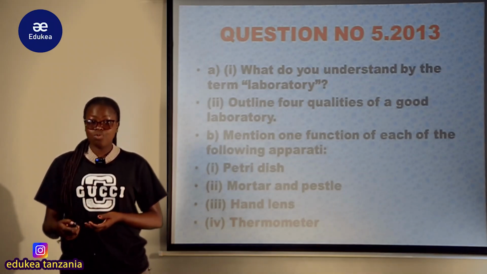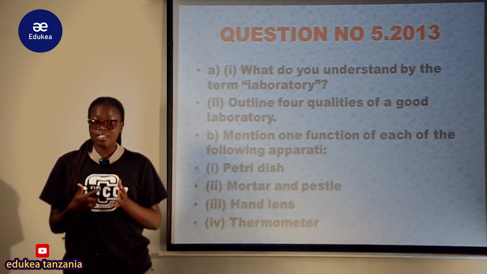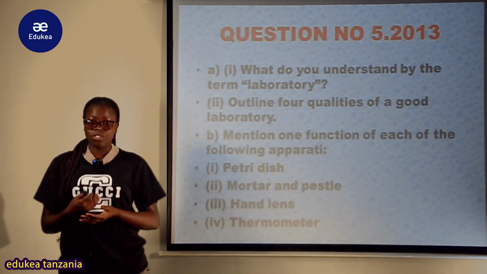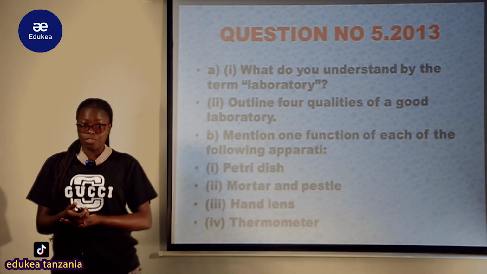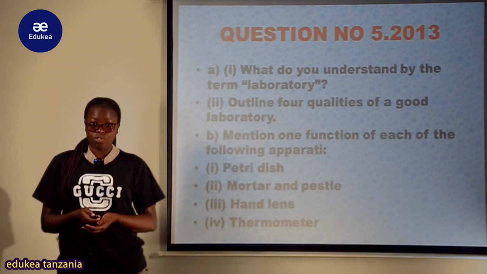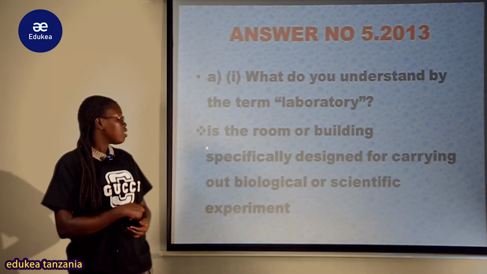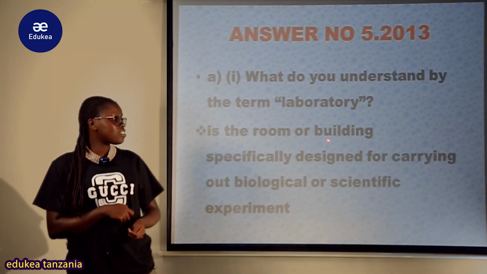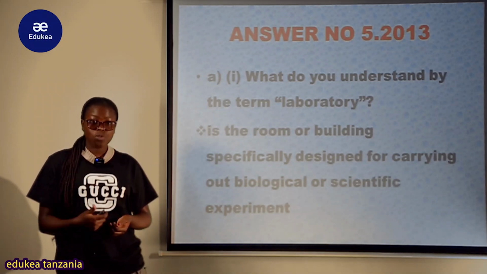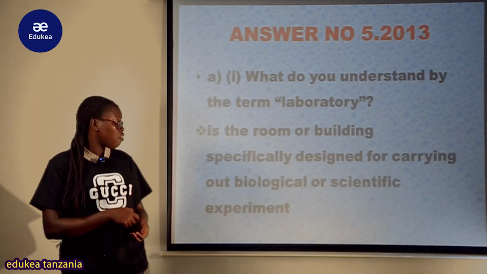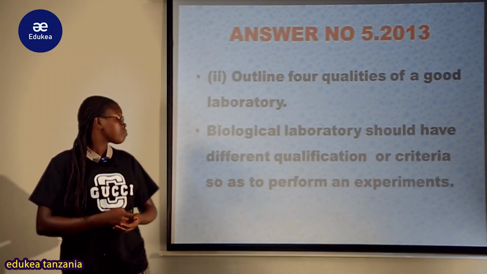And these laboratories, they tend to differ. There is biological laboratory, there is chemistry laboratory, as well as the physics laboratory. But the question just needs to give the general meaning of the laboratory. So don't confuse. You have to give the meaning of the laboratory, not the definition of the biological laboratory. Just give that general meaning of the laboratory. So, once we talk on the laboratory, this is a room or building specifically designed for carrying out biological and scientific experiments. So this is a special room that has been specifically designed for carrying out biological and scientific experiments.